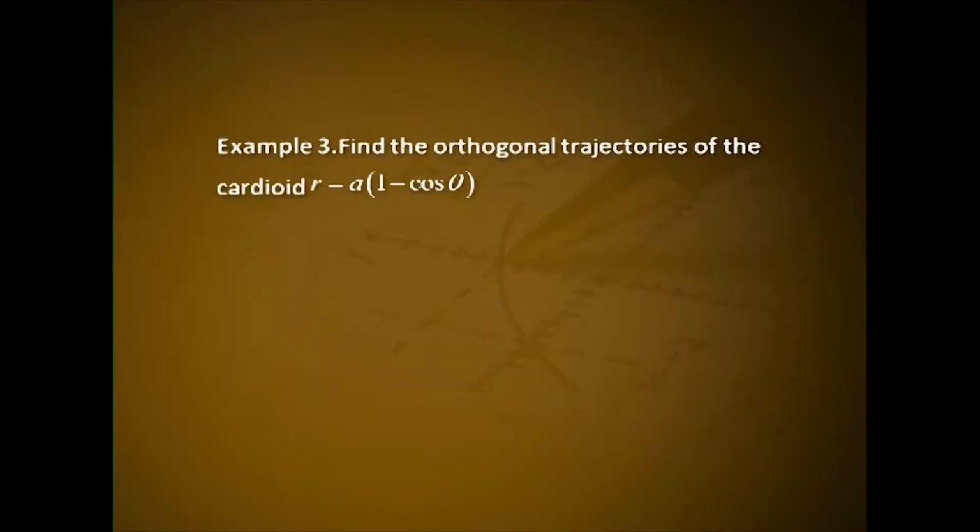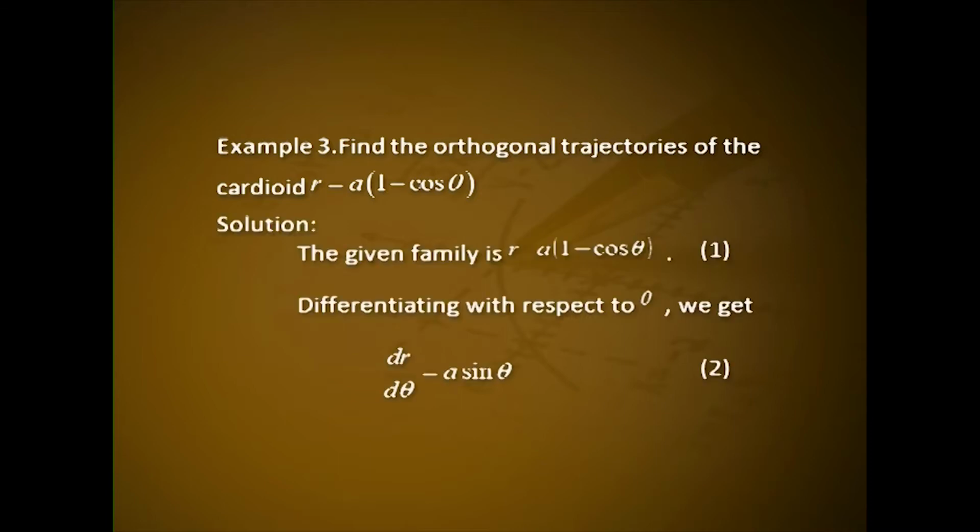Example 3. Find the orthogonal trajectories of the cardioid r is equal to a into 1 minus cos theta. The given family is r is equal to a into 1 minus cos theta. Let it be equation 1. Differentiating with respect to theta, we get dr by d theta is equal to a sin theta. Let it be equation number 2.